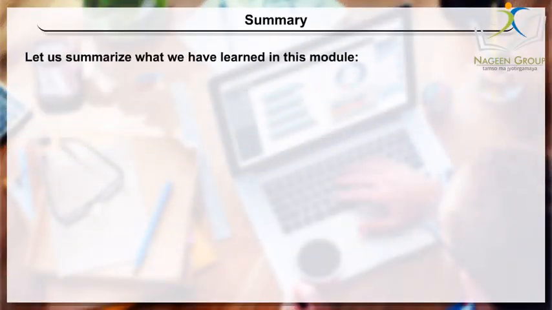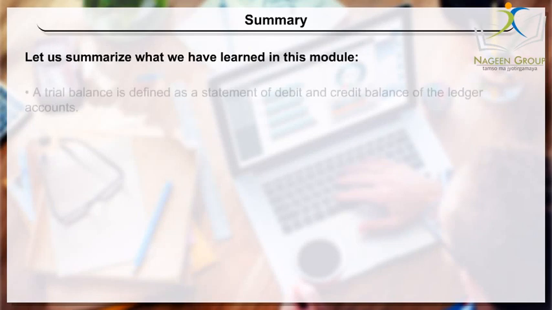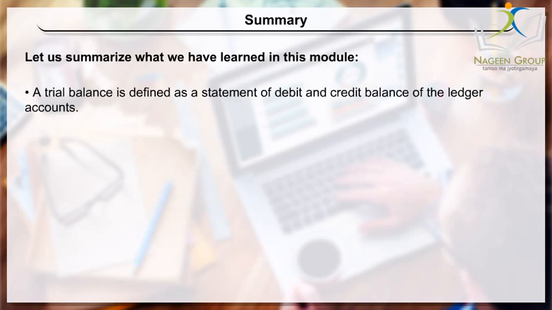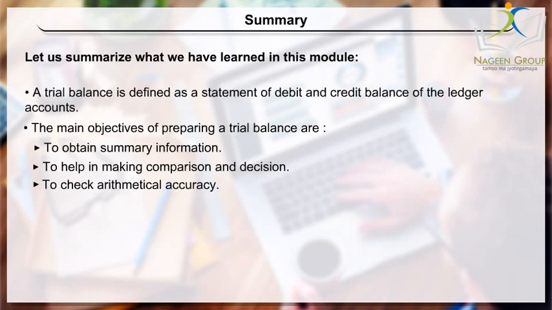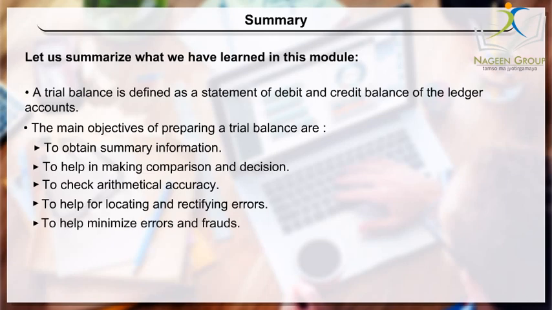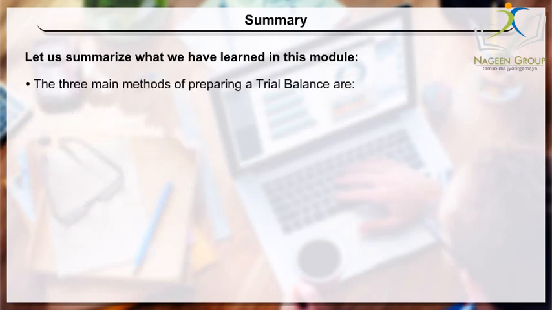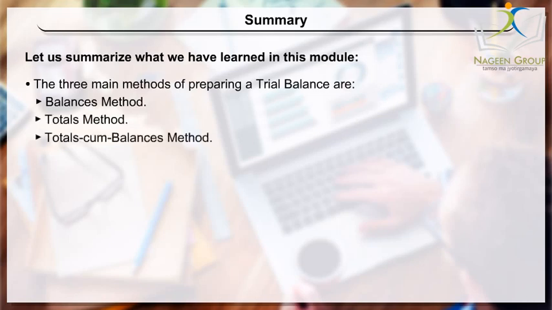Summary. Let us summarize what we have learned in this module. A trial balance is defined as a statement of debit and credit balance of the ledger accounts. The main objectives of preparing a trial balance are: to obtain summary information, to help in making comparison and decision, to check arithmetical accuracy, to help for locating and rectifying errors, to help minimize errors and frauds. The three main methods of preparing a trial balance are: balances method, totals method, totals cum balances method.